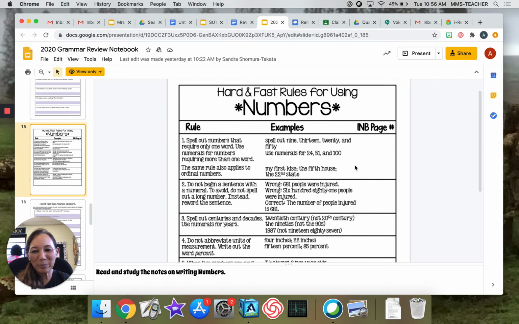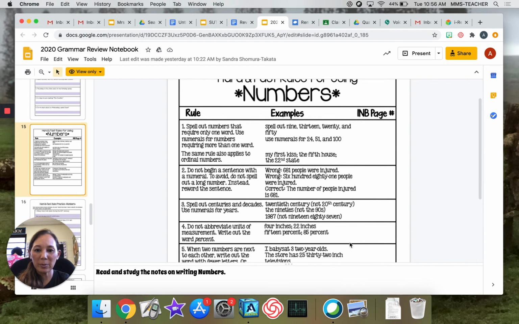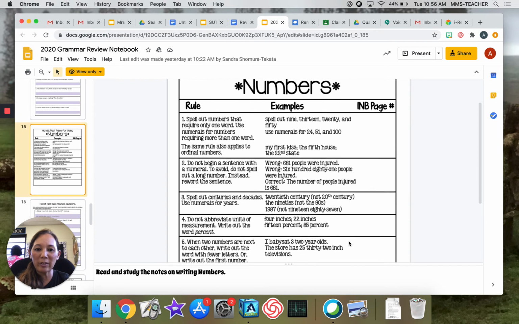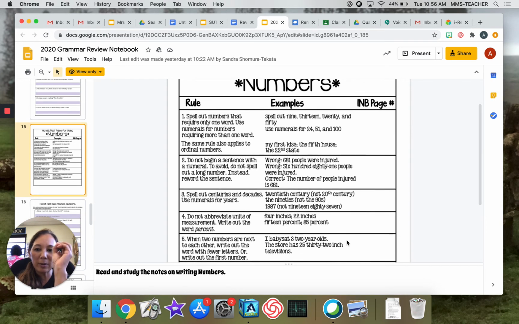Okay, number 4. Do not abbreviate units of measurement. Write out the word percent. So, for example, 4 inches and 22 inches. And you notice 22, they're using numbers, again referring to rule number 1. 22 requires you to write out 2 words, and that's why they're using numbers instead of letters. 15% and 85%. And you notice they're not using the percent symbol, but they're spelling it out.